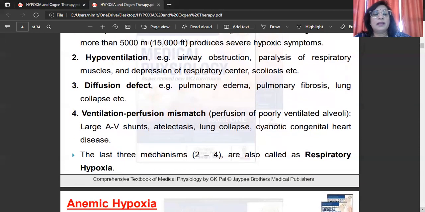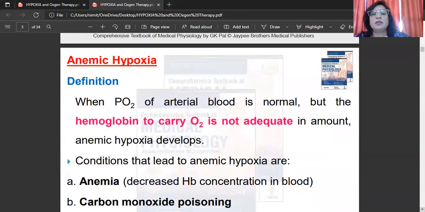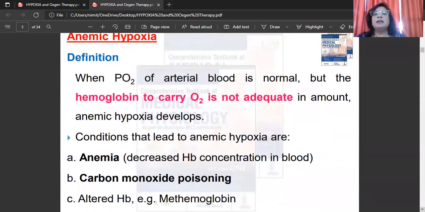These are all the last mechanisms we have seen, and they are also labeled as respiratory hypoxia. They are also labeled as what? Respiratory hypoxia. You may sometimes be asked in the viva what respiratory hypoxia is. So here are the conditions and you can tell easily, so you'll get more marks. Then we'll switch over to another type.